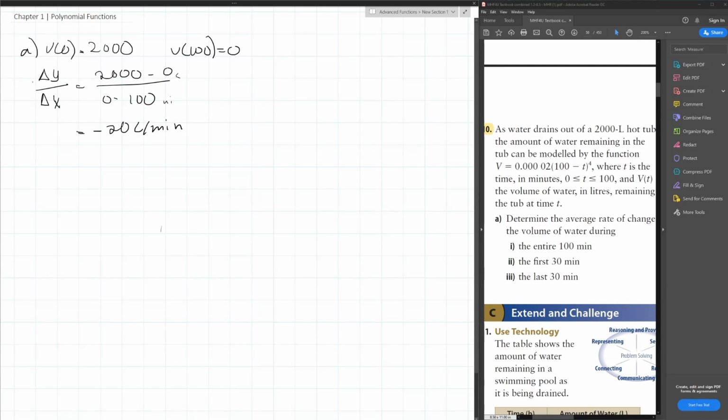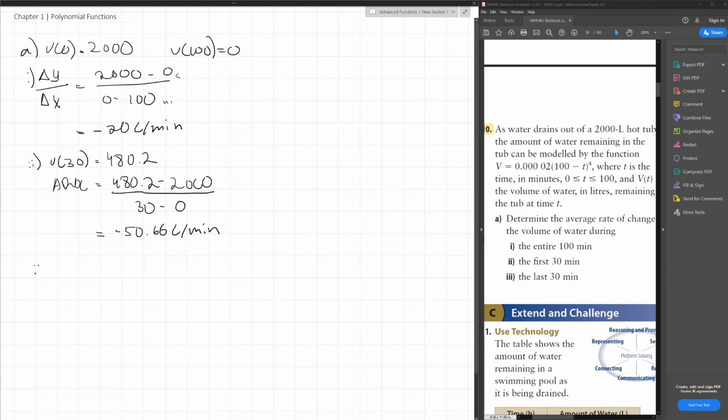Now for part 1. For part 2, we have to find V of 30, which is approximately 480.2. So then again, our AROC would be 480.2 minus 2,000 all over 30 minus 0, which is equal to negative 50.66 liters per minute.